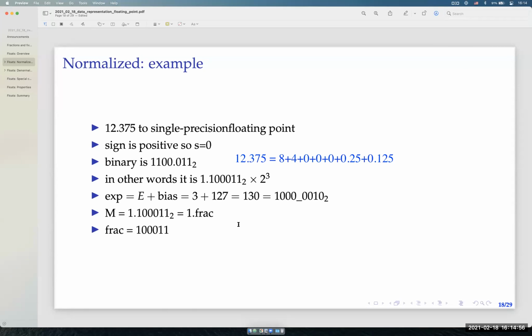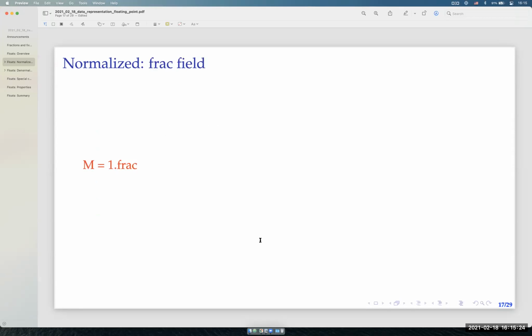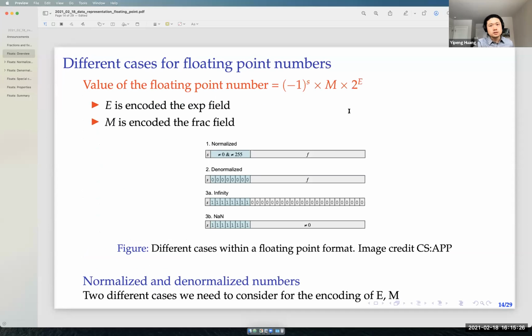Professor, I have a question. Sure. How do you use this information that we have calculated to get the real value? It seems like we have gotten all the information needed. I remember earlier we had an equation that does this for us. It's like -1 to the power of s times m times 2 to the power of e. Yeah, so this here.